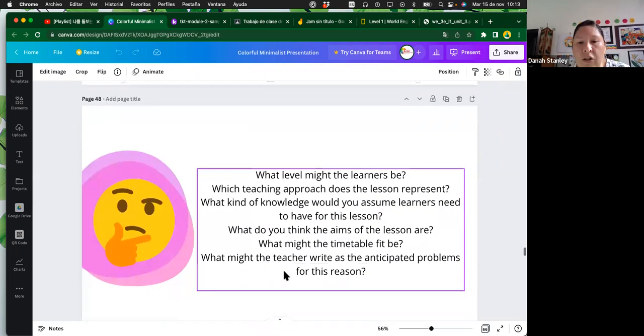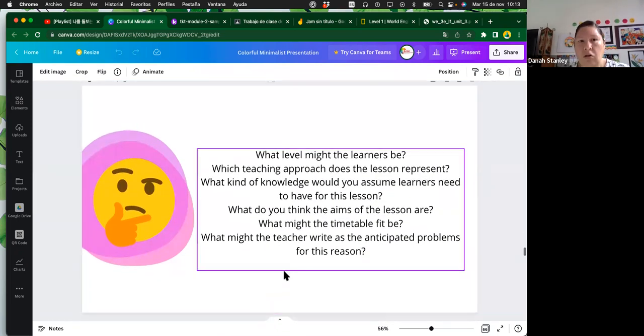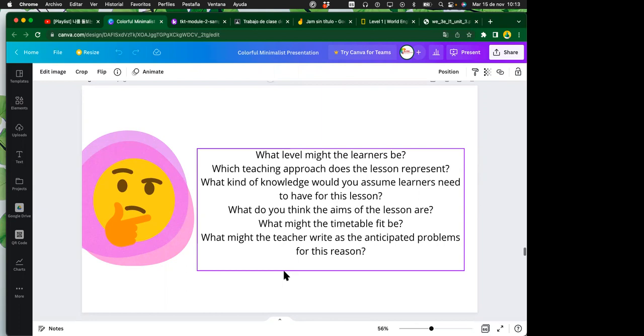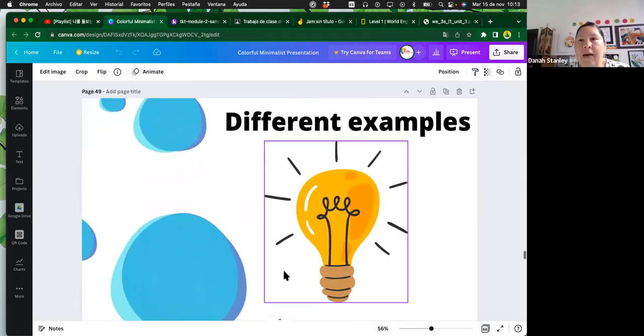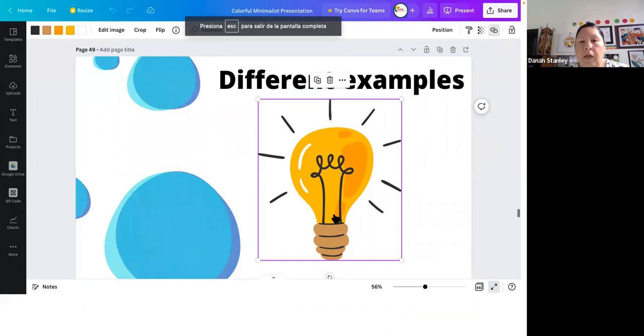Okay. Questions about the lessons? Clear? Not clear? More or less? Everything okay, thanks. Yes? Okay, excellent. Ahora, we are going to analyze different examples. Ay, espere. Es que I need to enlarge it.